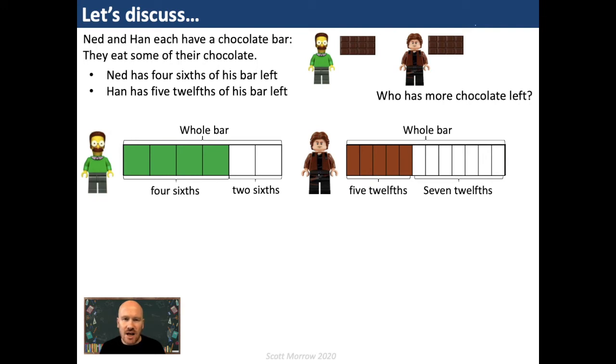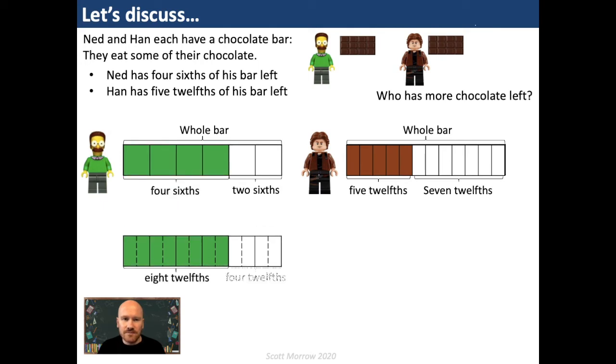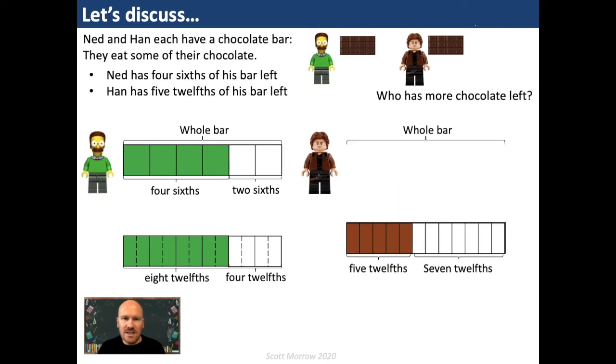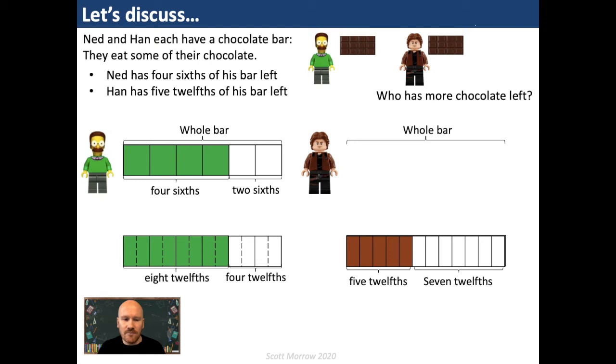We're going to use that understanding of equivalence that we developed last week. Each of those 6ths could be split into 2 equal parts. And when we do that, we've created 12ths. We can see that 8 of those 12ths are exactly the same as 4/6. But because we've changed Ned's chocolate bar into 12ths, we can now easily compare that with Han's chocolate. Ned has 8/12 left and Han has 5/12 left, which means that Ned has more chocolate left over.